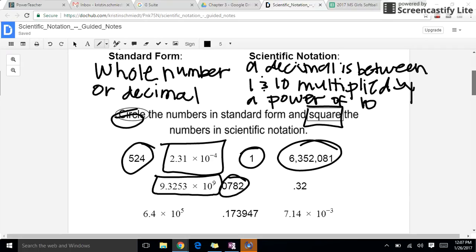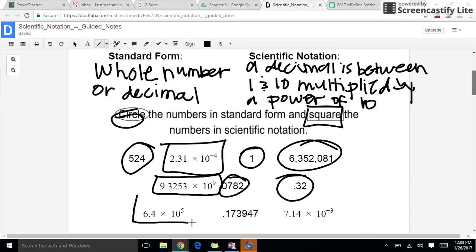The next one is also standard form. Just because they're decimals doesn't mean they're scientific notation. They have to have that second part: times 10 to some power. Because remember, in standard form, they could still be a decimal.